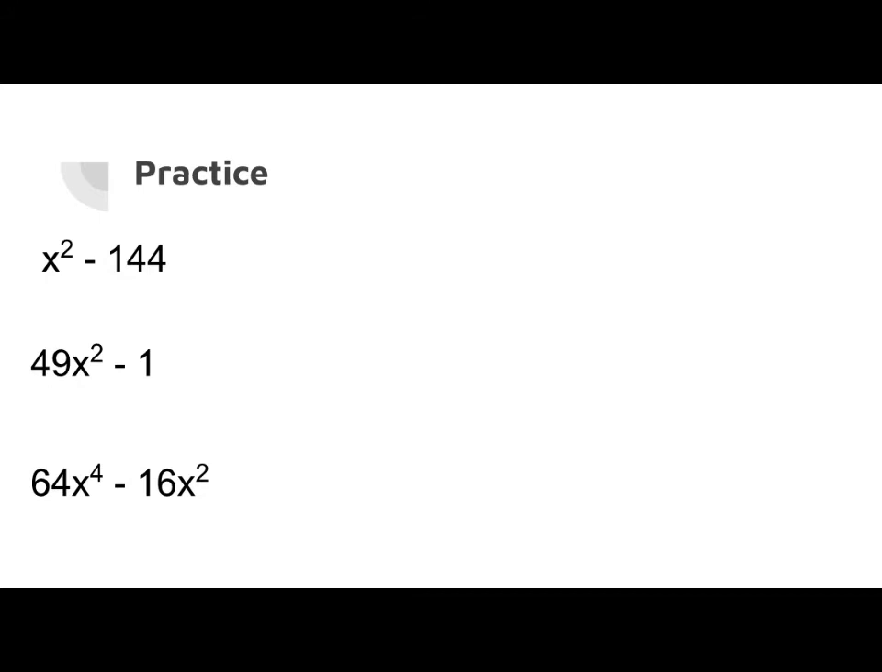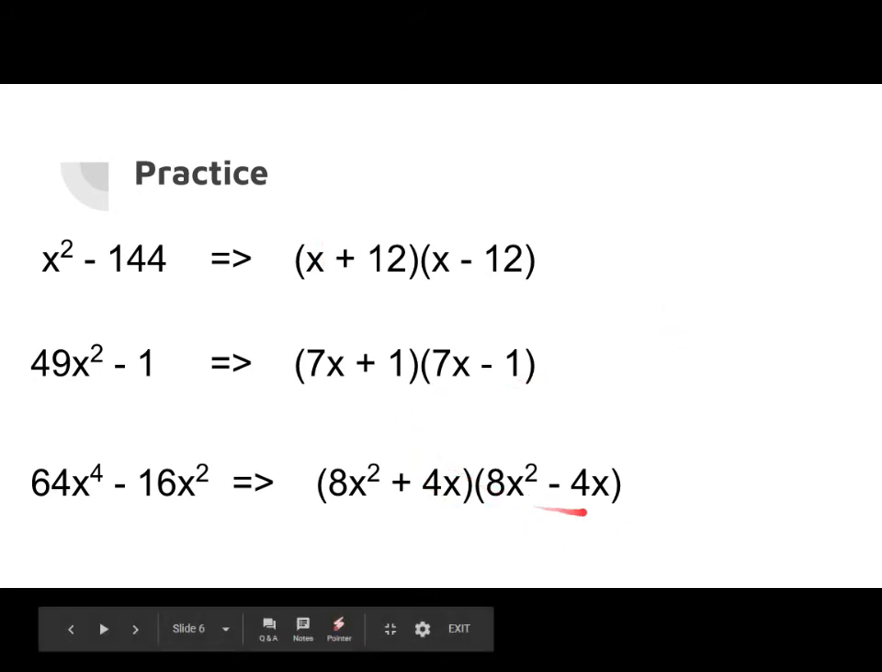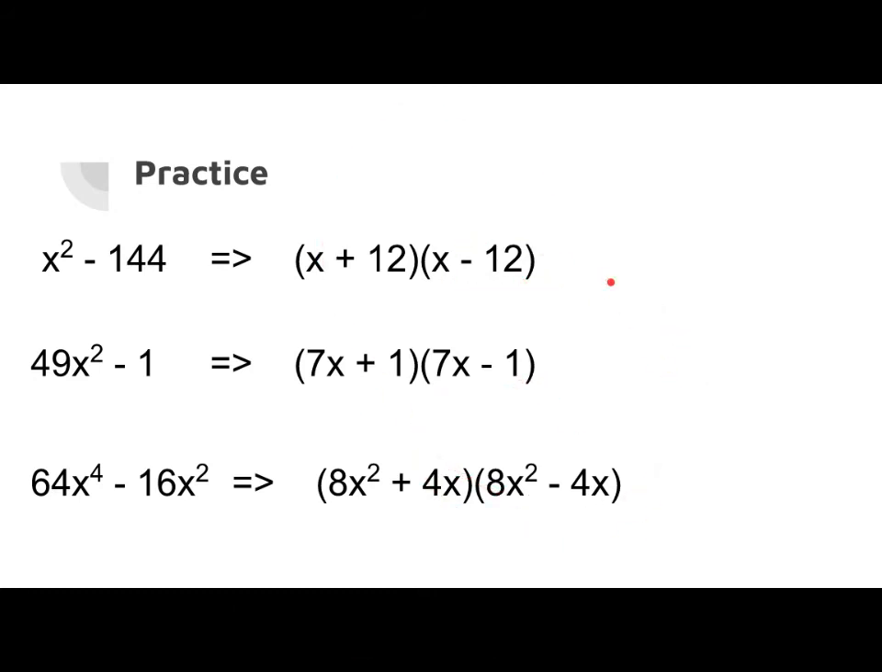Assuming you paused, and I'm assuming you tried it on your own, here are the answers. It doesn't matter if you have the x minus 12 first and the x plus 12 second, as long as you have a plus 12 and a minus 12, as long as you have a plus 1 and minus 1. As long as you have these two different binomials being multiplied together, you're correct.